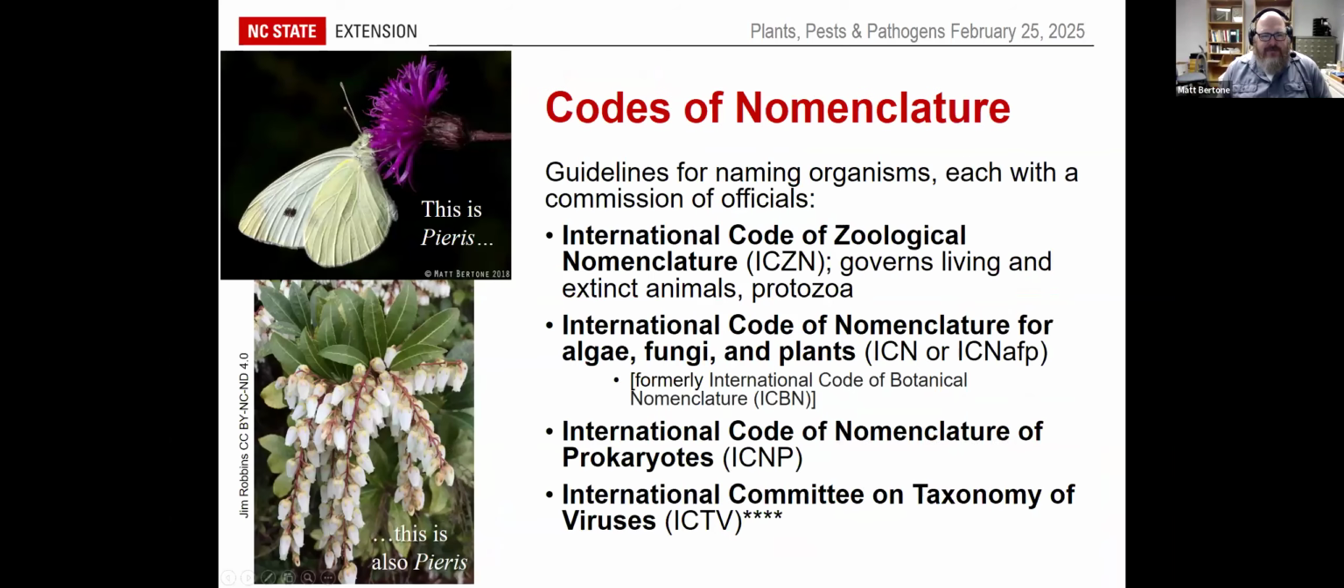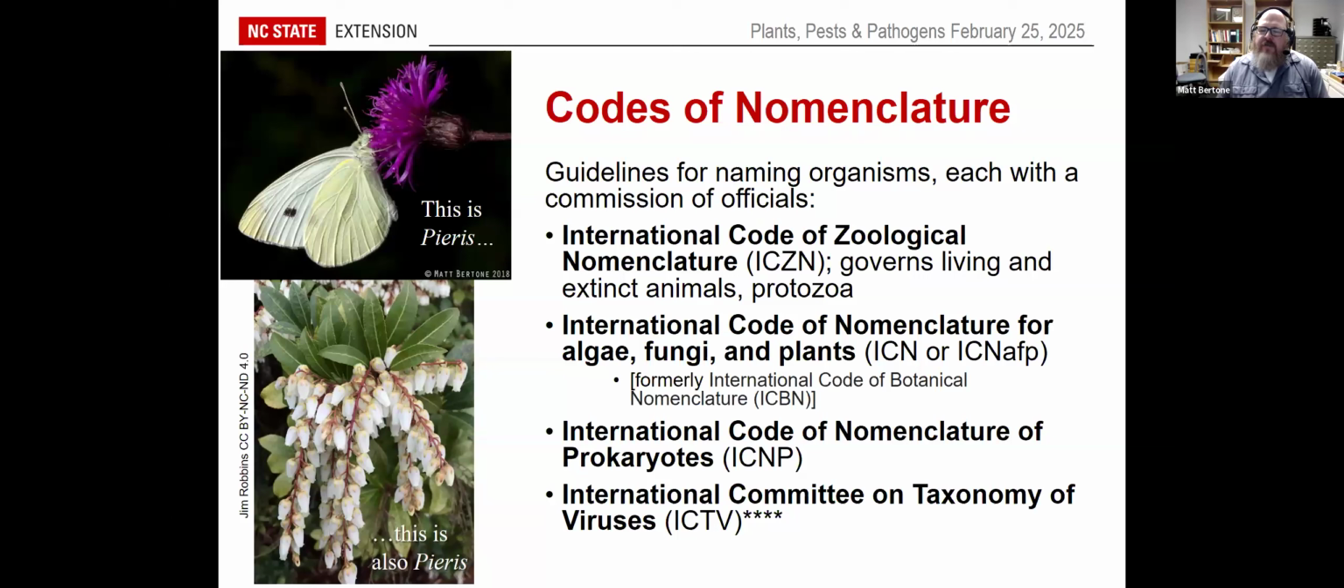Okay. So, codes of nomenclature. Basically, who governs all this? Over the years there have been different commissions of officials that write these codes. It's a rule book on how we name these things, because we do need to standardize. For instance, the ICZN, which is also what the commission is called, the International Code of Zoological Nomenclature, governs living and extinct animals, protozoa.